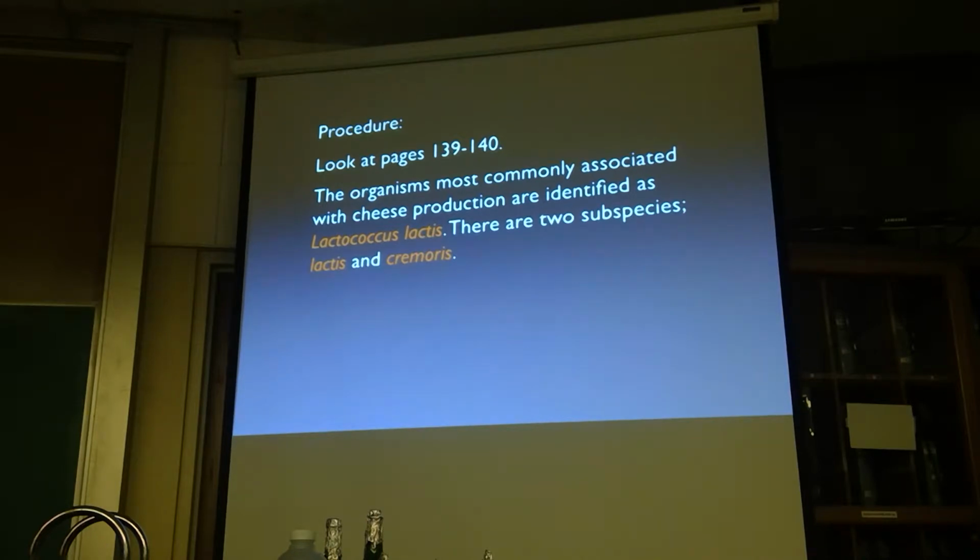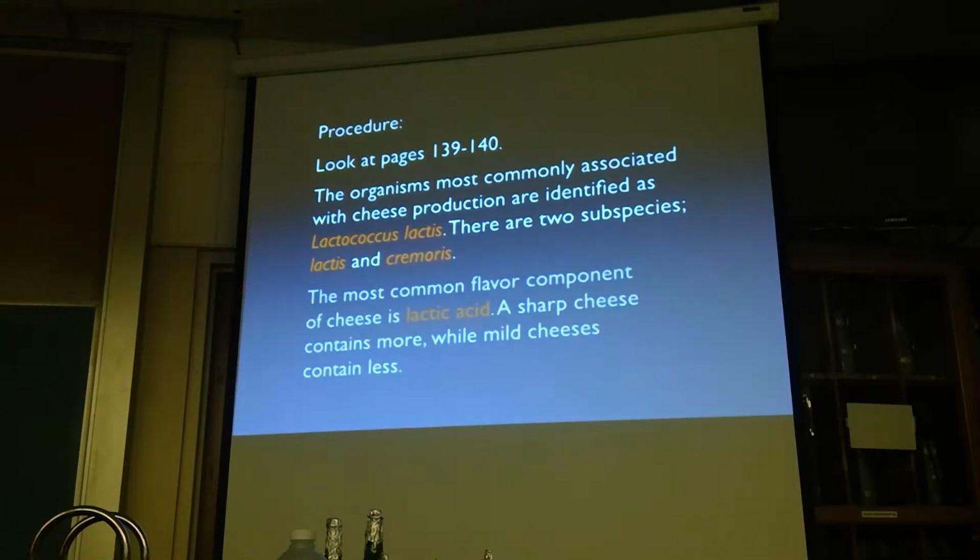Now, the other thing that's shown in the lab manual is the organisms that were associated with cheese making. One of the most common is Lactococcus lactis, and there are two subspecies, lactis and cremoris. Lactococcus lactis lactis and Lactococcus lactis cremoris are in many different types of cheese. They're not the only ones in there, but they are homofermentative and they're producing lactic acid.